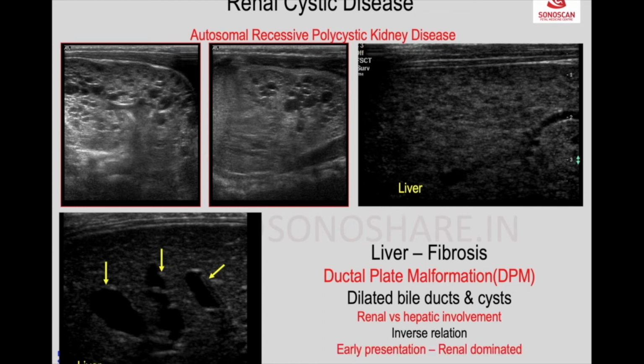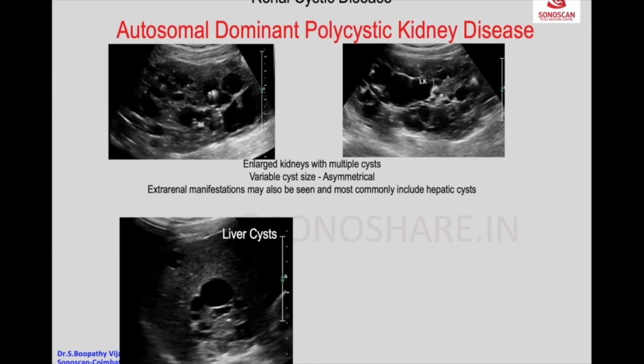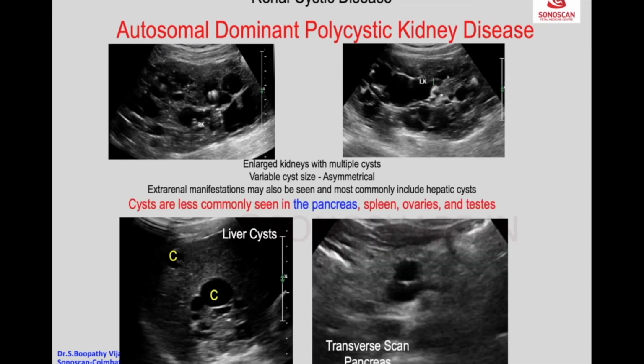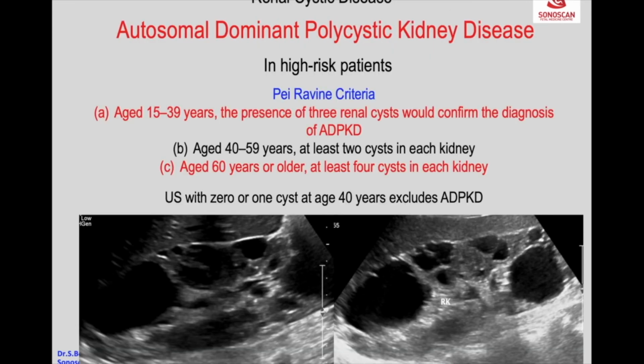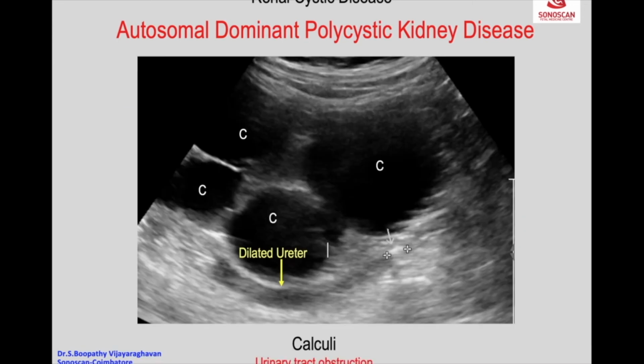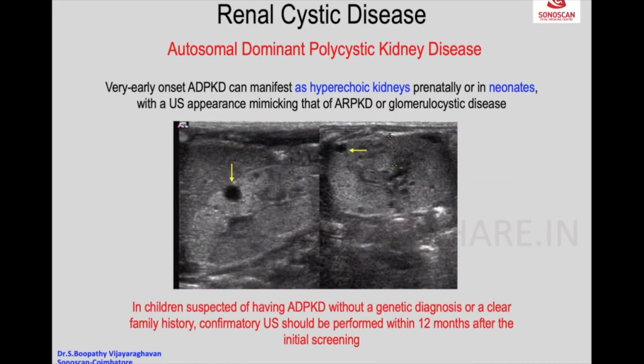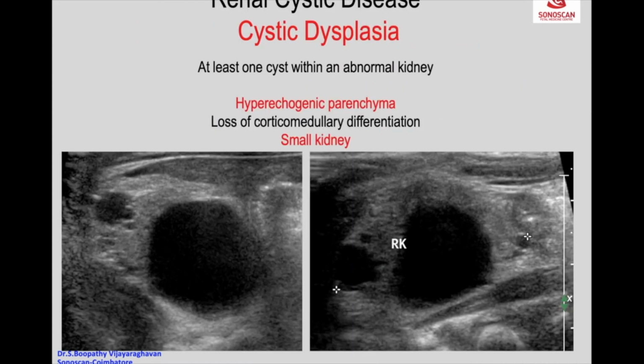So in early presentation of ARPKD, there is polycystic disease of the kidneys as well as cysts in the liver as seen here, and also rarely there may be cysts in other organs, here liver cysts. At age 40 years excludes ADPKD. The dilated ureter medial to the cyst, and when you trace the ureter, you see a calculus. Ultrasound should be performed within 12 months after this cystic dysplasia.